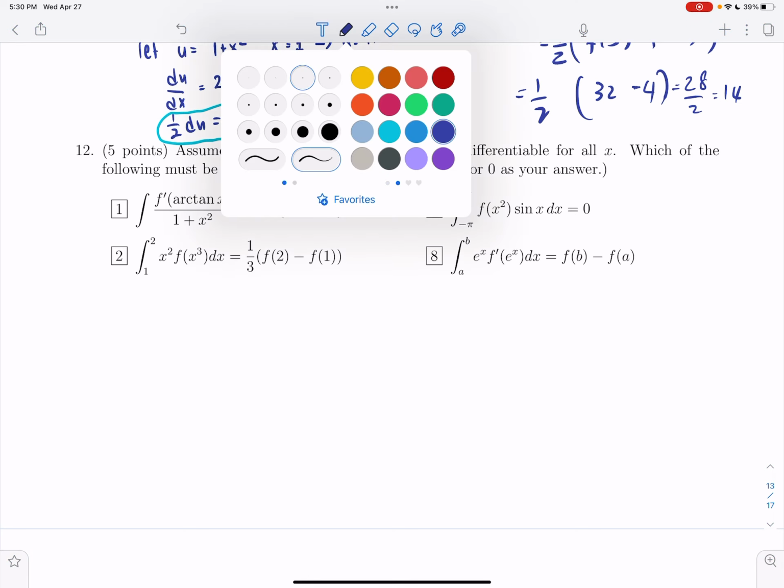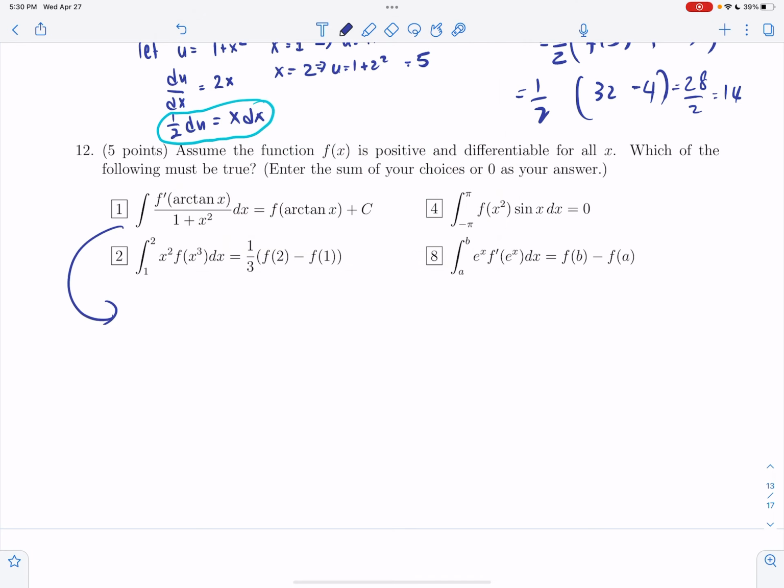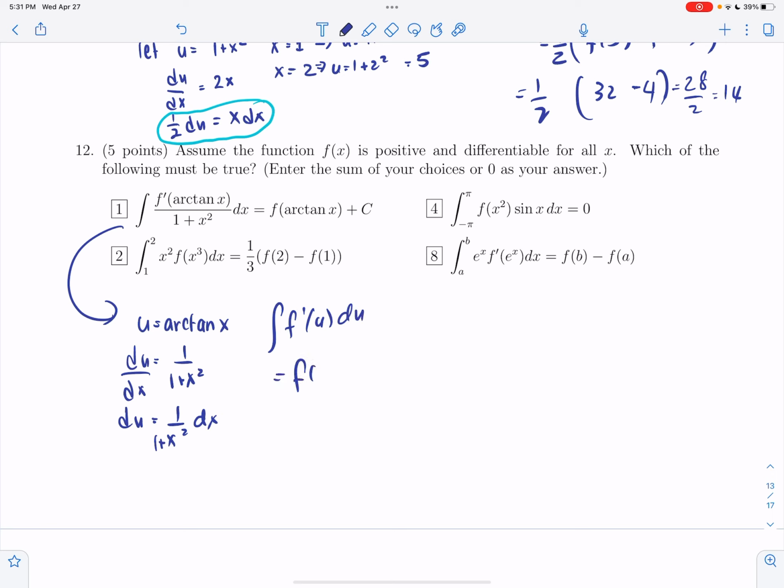So let's take a look at the first one. If u is arctan x, du dx is 1 over 1 plus x squared. So du is 1 over 1 plus x squared dx. Okay, so the integral becomes the integral of f prime u du. So that is f of u plus c. Okay, so that's correct.